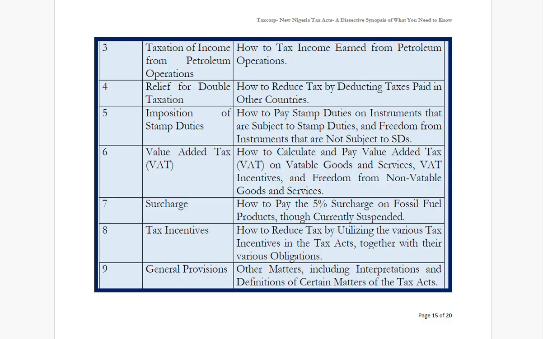Chapter 7 deals with surcharge, how to pay the 5% surcharge on fossil fuel products, though currently suspended. And chapter 8 deals with tax incentives, how to reduce tax by utilizing the various tax incentives in the Tax Act together with their various obligations. Remember our 110 tax incentives which we identified in the Tax Act. You can go to that video and learn more. Chapter 9 deals with general provisions, which are other matters including interpretations and definitions of certain matters of the Tax Act.